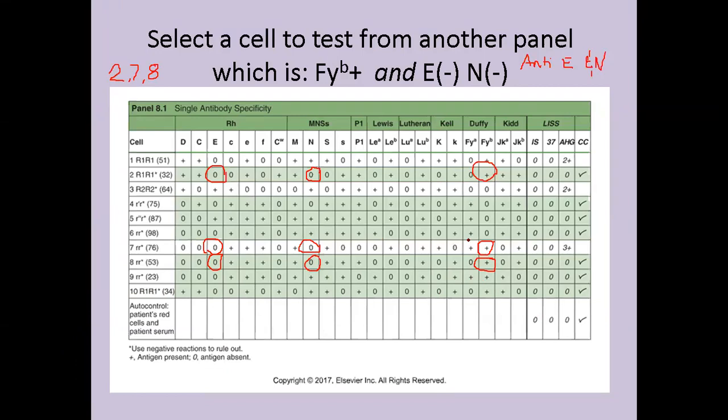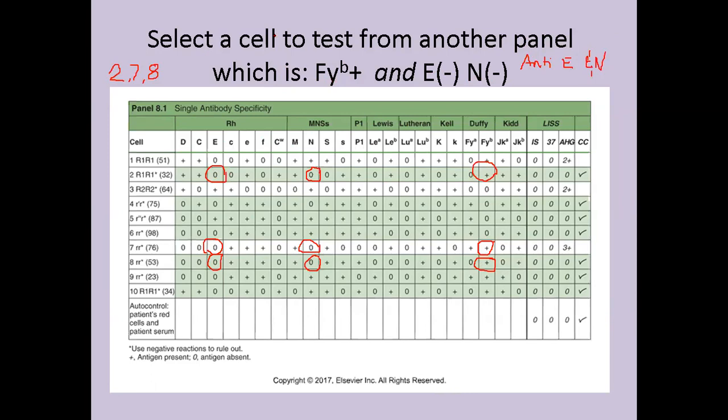So just to reiterate, cells 2, 7, and 8 are negative for both E and N antigens, and by selecting them for testing, we're going to eliminate reactions with the patient's antibody against E and antibody against N. And these cells also are positive for Duffy B antigen. So by testing the patient with these cells, we're going to see if they truly have an antibody against Duffy B as well, that we weren't able to figure out on our previous panel.